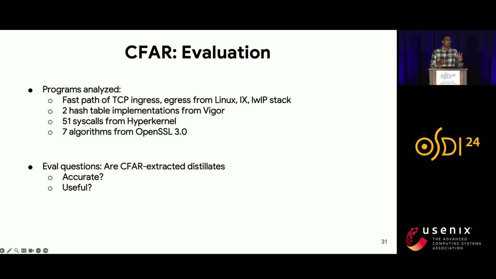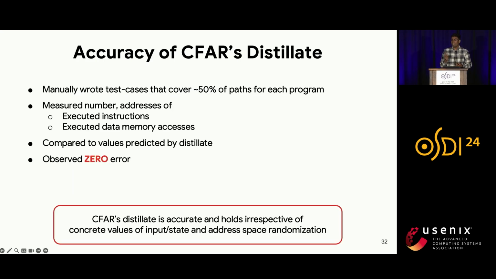And we were really interested in 2 questions: are the CFAR extracted distillates accurate, and are they useful? So to evaluate the accuracy, we manually wrote test cases that covered approximately half the paths for each program we analyzed. And what we did here was we measured for each path the number and the addresses of the executed instructions and the data memory accesses. And we compared these measured values to the values predicted by the distillate. And in each case, we observed 0 error. So CFAR's distillate was perfectly accurate and held irrespective of the concrete values of the input in the state and factors such as how the address space was randomized.